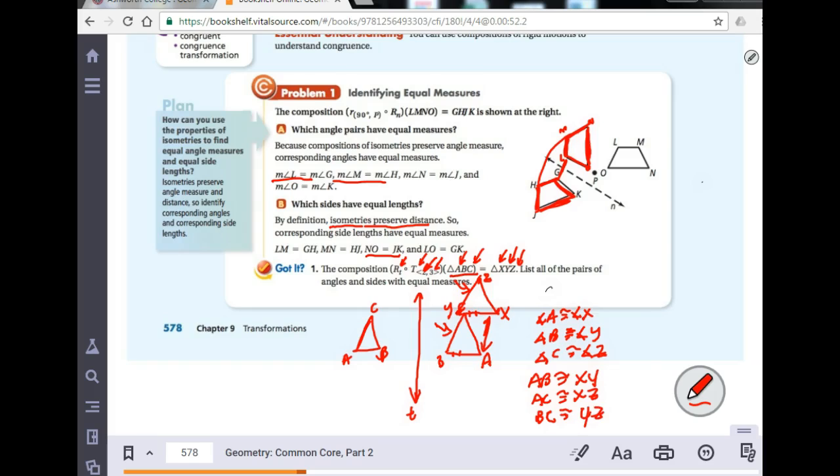Because remember again, isometries mean that they keep their same shape, their same size, and that the sides are all going to be equal to each other, as well as the corresponding angles are also going to be equal to each other. And that preserves what we call isometry.